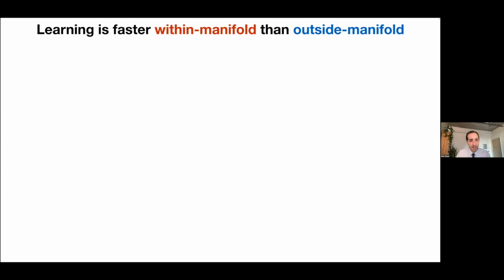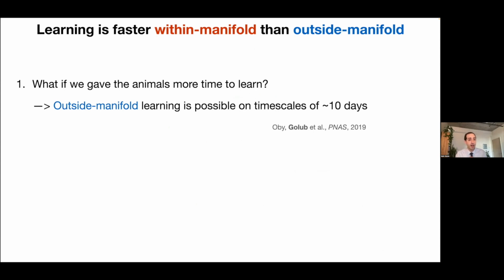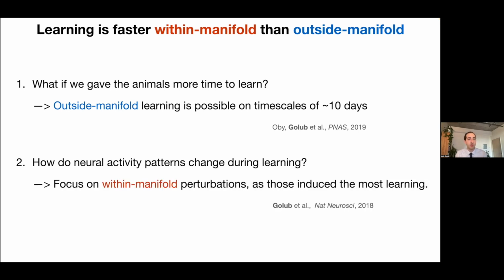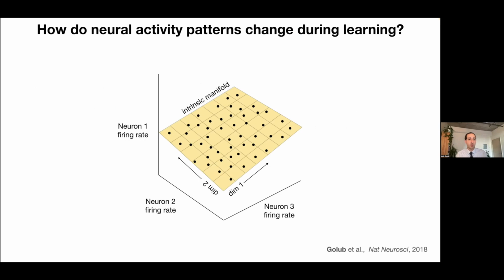So this really begged a number of new questions. First, could animals learn outside of the manifold if given more time? And we found there that indeed they could, given roughly 10 days of practice with a given outside manifold BCI mapping. And second, how do neural activity patterns change during the learning that we did see? So I'll spend the next few minutes diving into the neural activity to answer this question. And here we'll focus on the within manifold perturbations because those induced the most learning. So let's dive into the data.